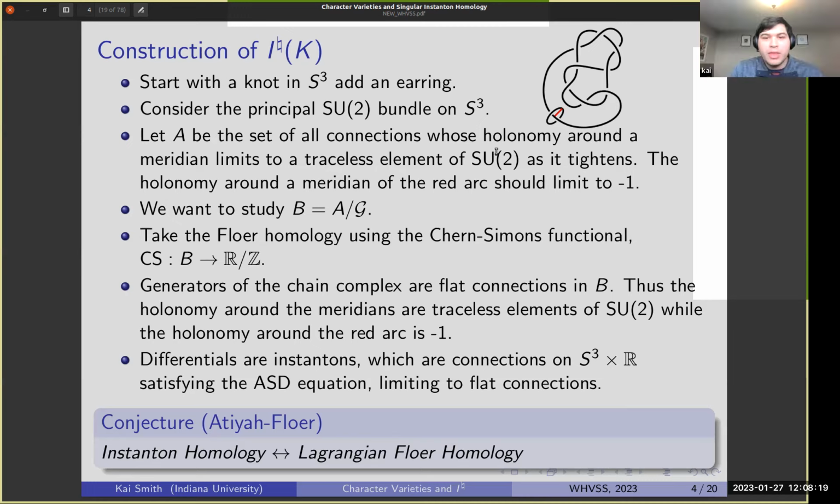Yeah, so the restrictions on the holonomy of your connection have to do with the holonomy as you go around the meridians of your knot. So the connection itself is singular along the knot, and then the holonomy is restricted around the meridians. Thank you.